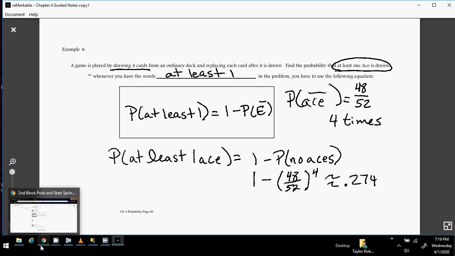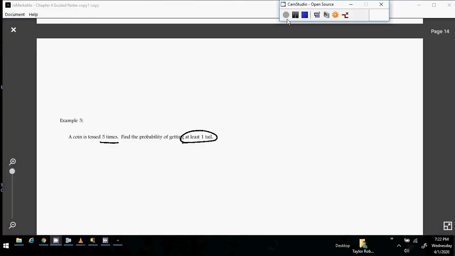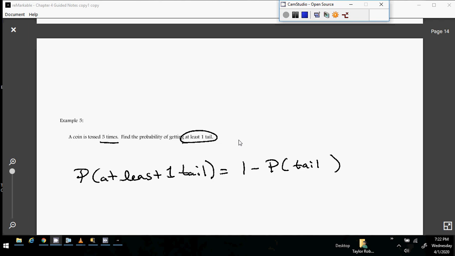On the next one, it's very similar. You're going to do 1 minus the opposite on it as well. Okay, so if we look at this last example, it says a coin is tossed 5 times. What is the probability of getting at least one tail? Okay, so probability of at least one tail is 1 minus the opposite. Well, what's the opposite of getting a tail? Obviously, it's getting a head.